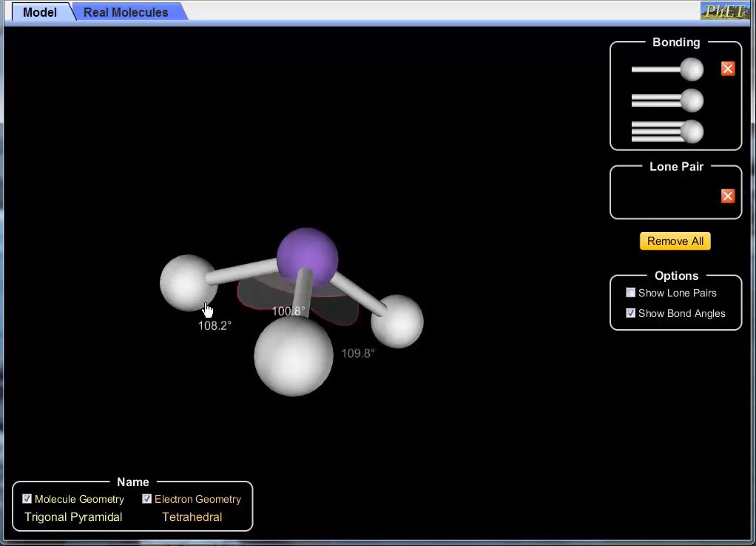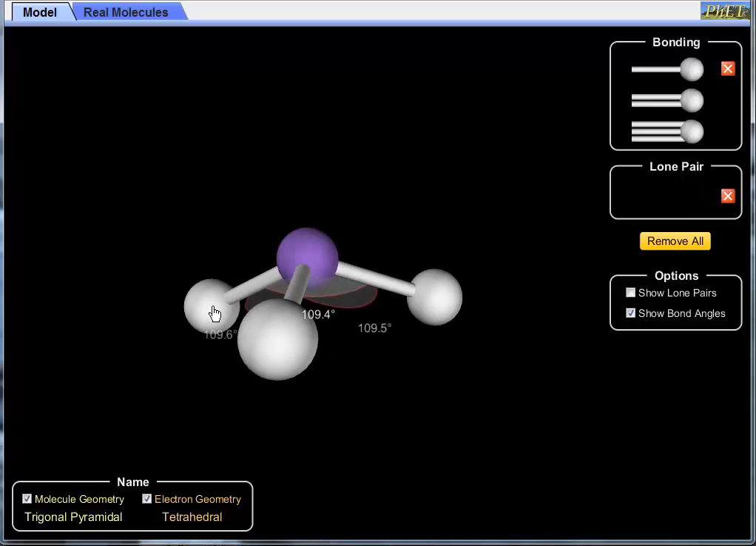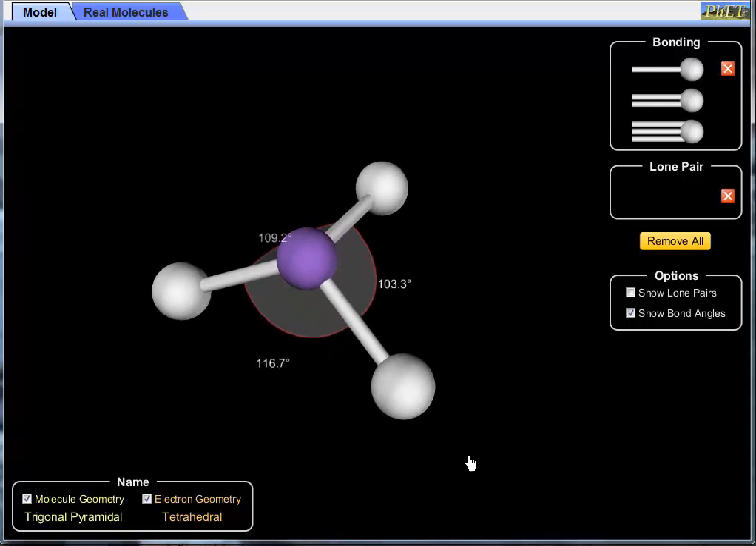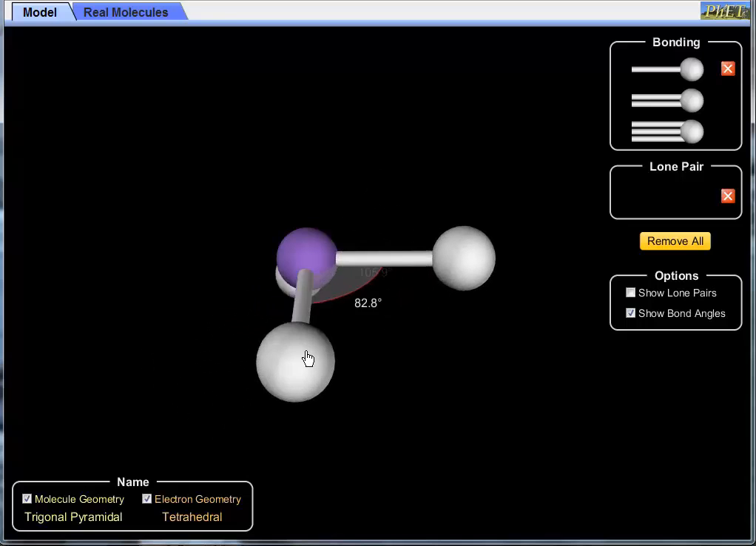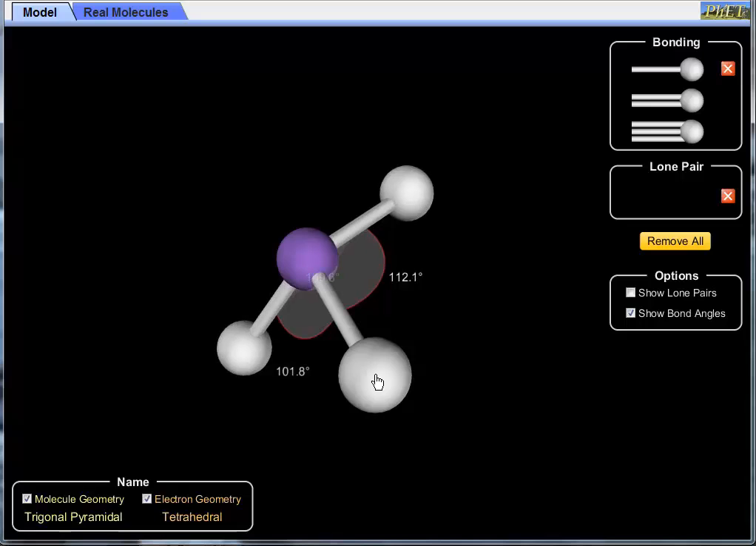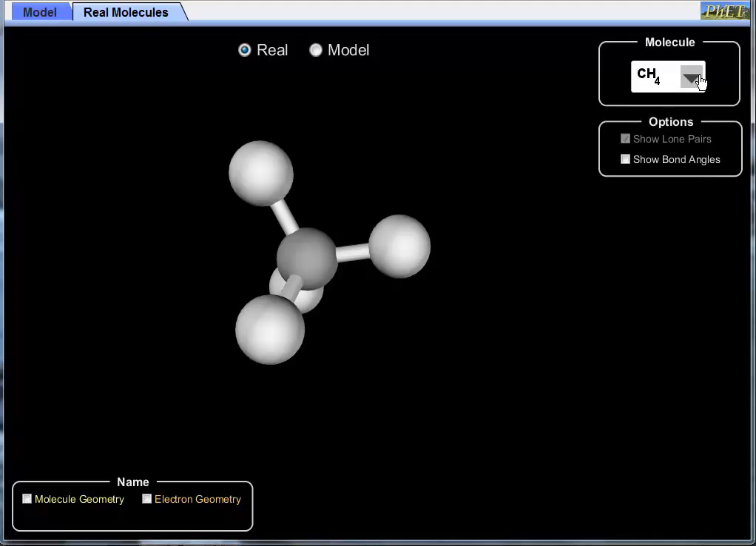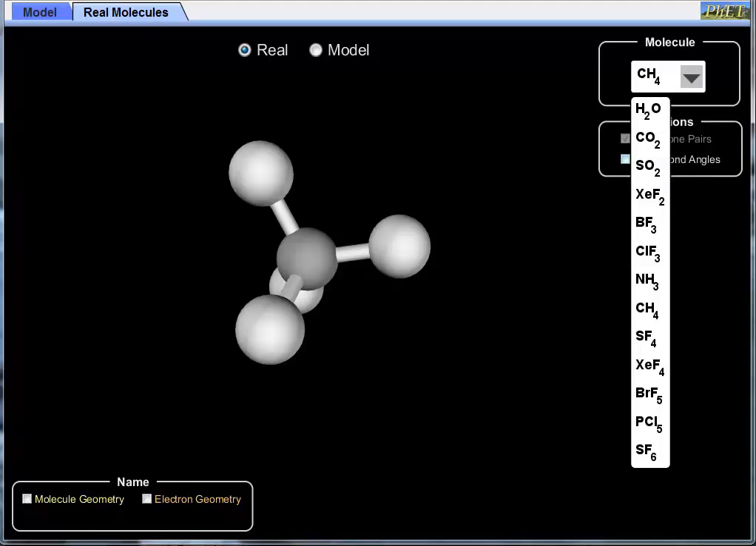And we can see now that the molecule looks like a little pyramid, a three-sided pyramid. So even though the electron geometry is tetrahedral, the molecular geometry is trigonal pyramidal. So trigonal means three-sided, pyramidal means like a pyramid. And we can see that molecule shape right here, a little pyramid of three sides. An example of a molecule like this would be ammonia, NH3.